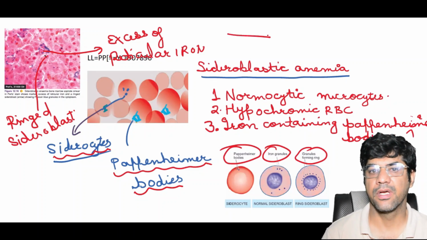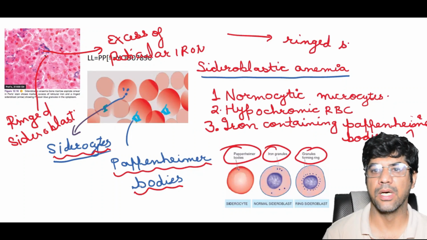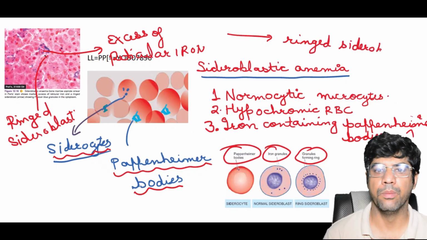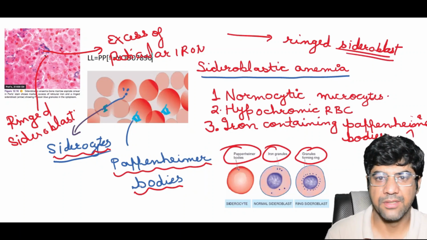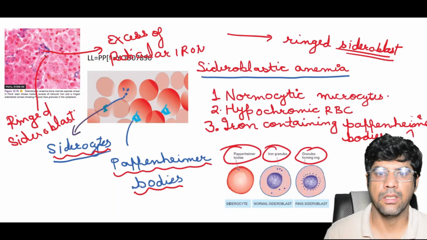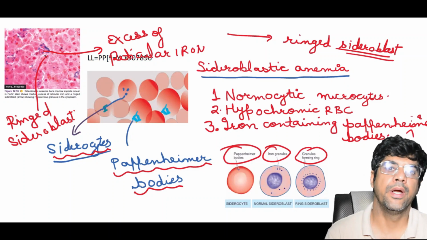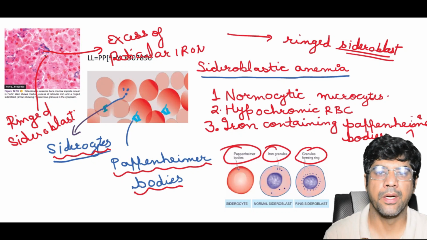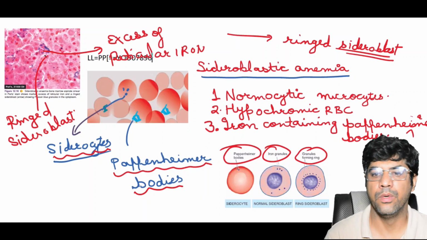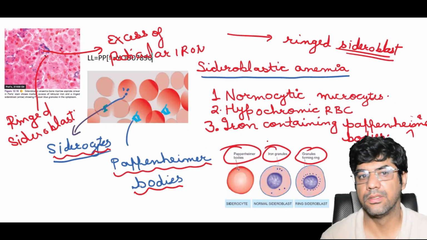characterized by the presence of ringed sideroblasts in the bone marrow. So remember, ringed sideroblasts are nucleated erythroid precursors with iron-loaded mitochondria arranged in a ring around the nucleus.